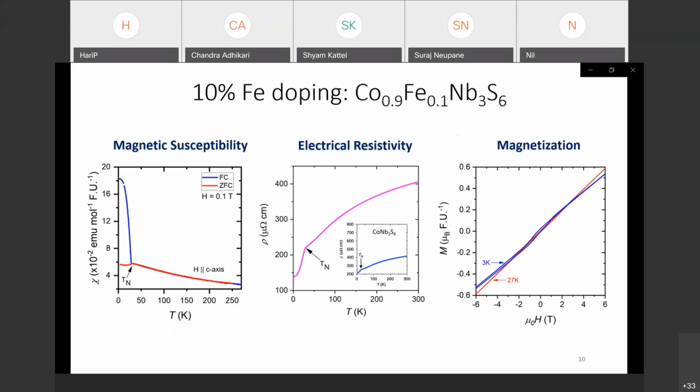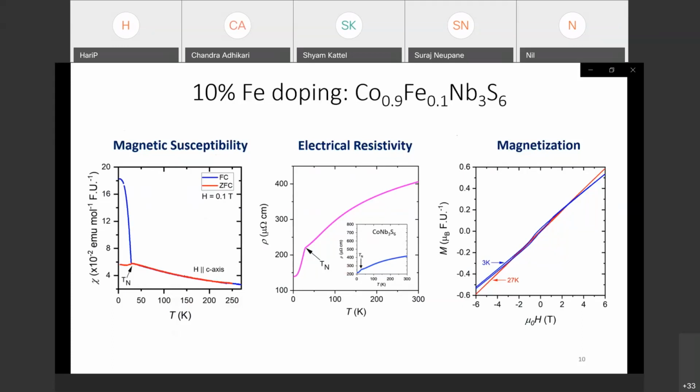We start with the properties of the 10% iron doped sample. First, we have the magnetic susceptibility, which shows similar properties to the parent compound, with a magnetic transition temperature in the same range as the parent compound, telling us that the introduction of the iron did not change the magnetic behavior of the material. We also see complex behavior in the field-cooled measurement when the field was applied along the z-axis, just like in the parent compound. In the center, we have the electrical resistivity, which also shows similar properties to the parent compound, shown right here in the inset.